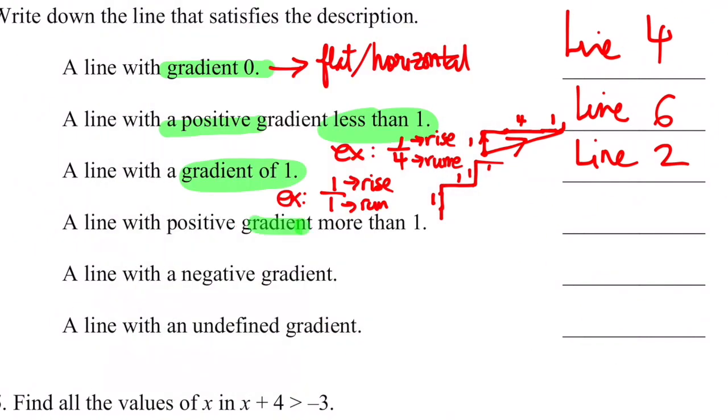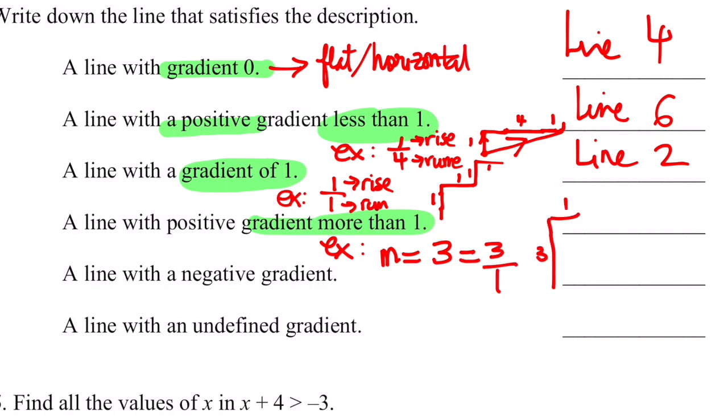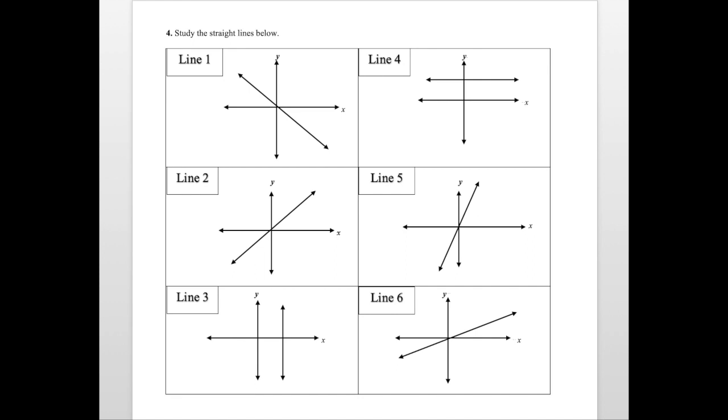A line with positive gradient more than 1. A gradient of 3 is an example of a gradient more than 1. In fraction form, we can write 3 as 3 over 1. Hence the rise is 3 units while the run is just 1 unit, resulting in quite a steep line. So from the list of lines, it is line number 5 that shows this characteristic.